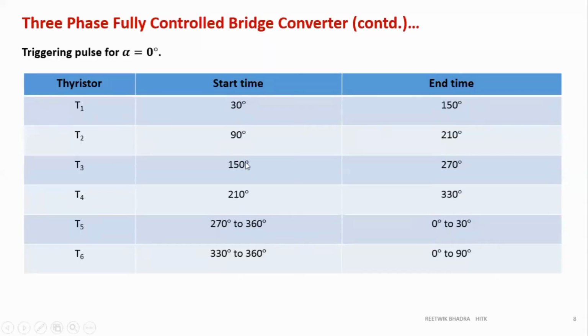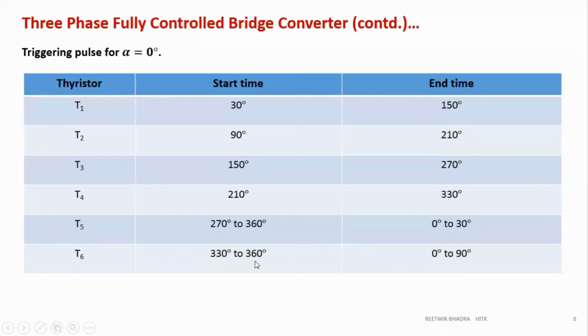So 30, 90 to 150, 210, but take care of this angle in T5. It starts from 270, but it should end at 360, because one cycle ends at 360. So 270 to 360, how much is that? 90 degrees. So where will the remaining 30 degrees go? 360 is nothing but 0, so it should be 0 to 30 degrees. So 270 to 360 is 90, 0 to 30 is 30 degrees. 90 plus 30 is how much? 120 degrees. Now it will start from 330, but it has to end on 360.